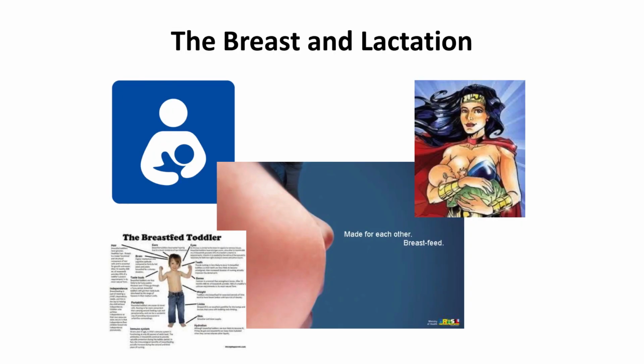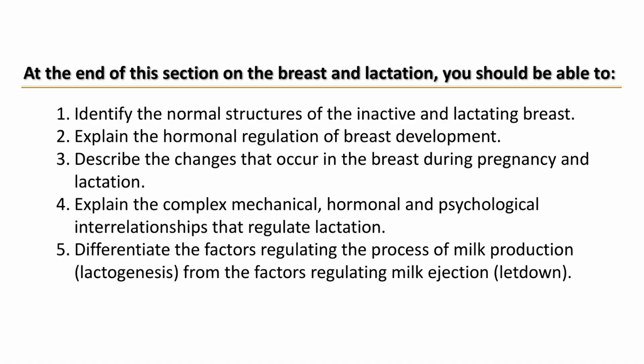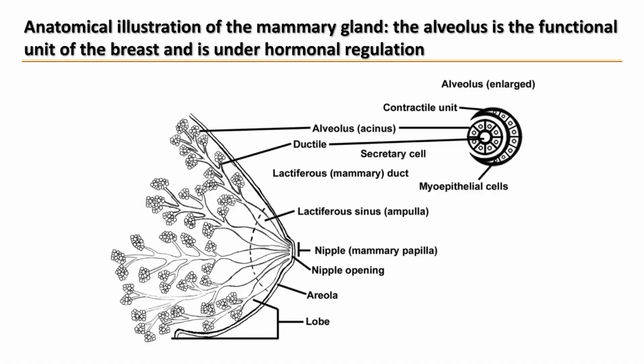Which leads us directly into the breast and lactation. At the end of this section, you should be able to identify the structures of the active and lactating breast, explain how the breast develops and what hormones regulate that, looking at the changes that occur in the breast during pregnancy and lactation, explain the mechanical, hormonal, and psychological interrelationships that regulate lactation, and then describe some of the processes of milk production and milk ejection, which are two very different mechanisms.